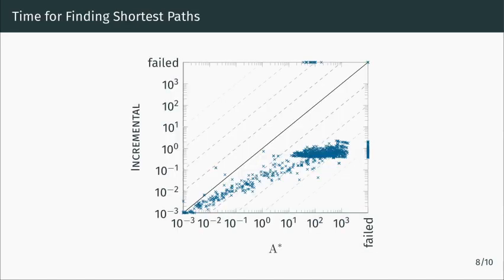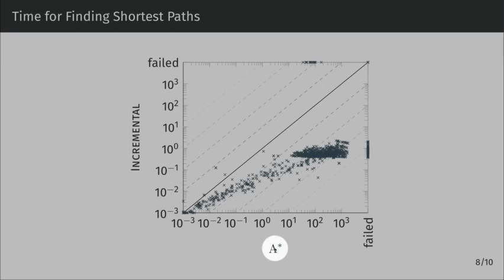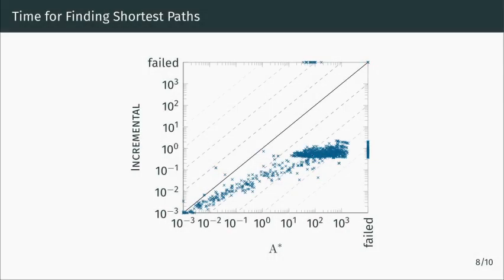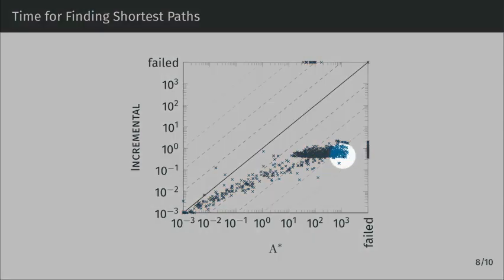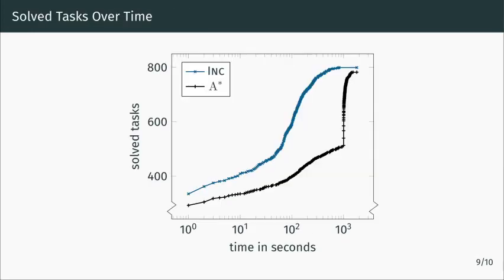And when we do this, we obtain a drastic speedup. So these are the times for finding shortest paths when we refine 100,000 times. And we see that the search times for A star compared to the ones for incremental search are much higher. So here, for example, on these tasks, the incremental version is 1,000 times faster than the A star version. And this directly translates to more solved tasks.